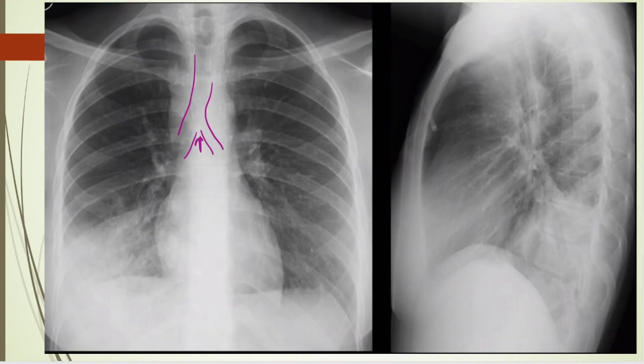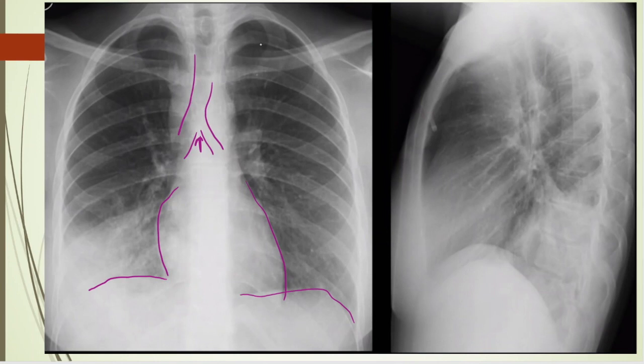B for bones. Ribs look good. Clavicles look good. Vertebrae are a little hard to see, but mostly look good. Okay, C for cardiac silhouette. Here's your cardiac silhouette here. That looks fine. D for diaphragms. So here is your right, but it looks like it's a little obscured over here. And here's your left. Left looks okay.